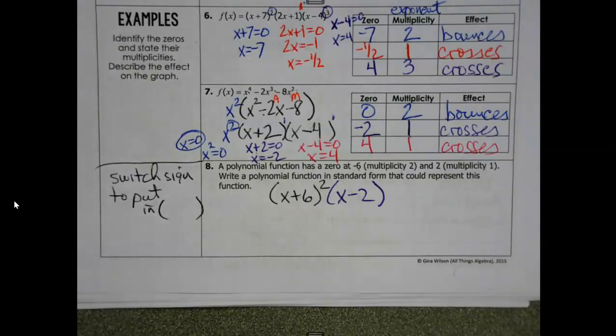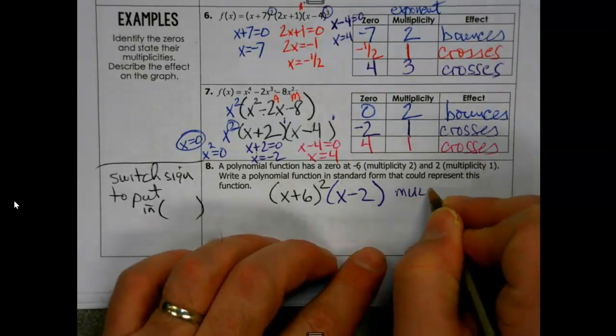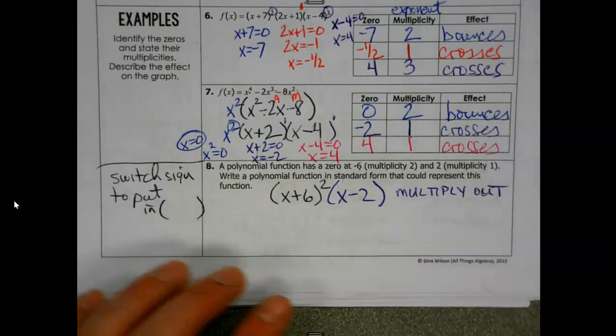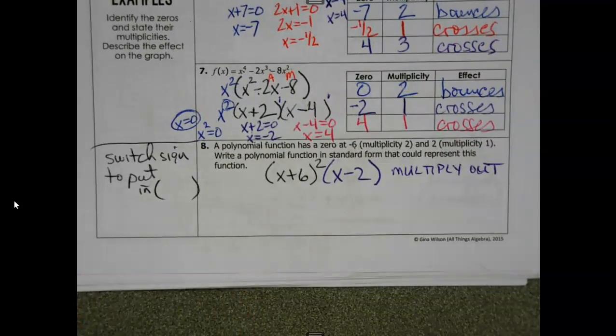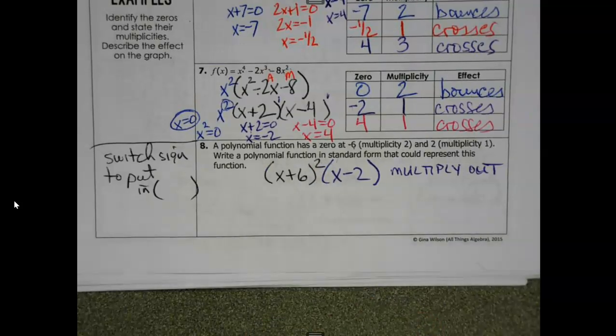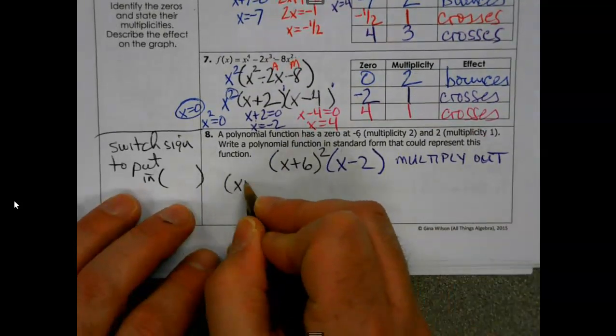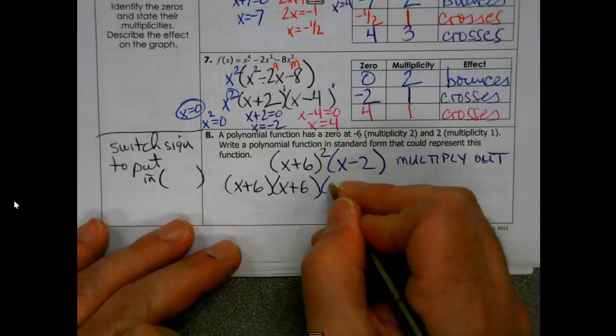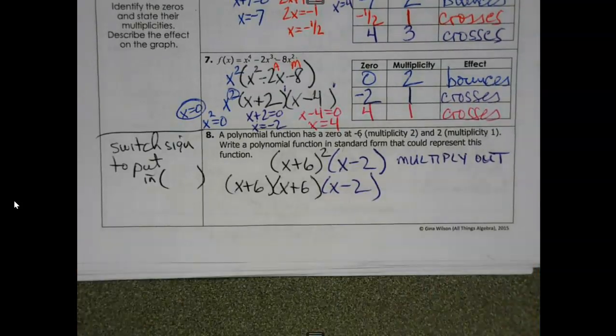So then it says, write a polynomial function in standard form that could represent it, which means we've got to multiply this out. Here's the one bit of bad news. There's only one. Hardy, can I just distribute the squared here? I can't. So here's what we're going to end up doing. We're going to write that x plus 6 twice. And once we do that, we're going to do this a piece at a time. This is the most time-consuming thing we do.